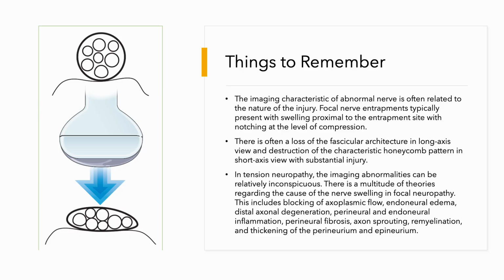There is a multitude of theories regarding the cause of nerve swelling and focal neuropathy, but this includes the blocking of the axoplasmic flow, endoneural edema, distal axonal degeneration, perineural and endoneural inflammation, perineural fibrosis, axon sprouting, remyelination, and thickening of the perineurium and epineurium.